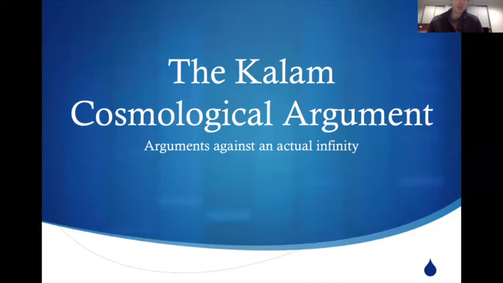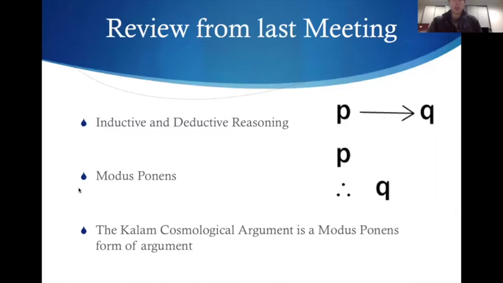So last time we covered a kind of warm-up for the cosmological argument, and this time we're actually going to get into the philosophical reasons why an actual infinity is impossible, and thereby show that the universe could not be infinite and would need some type of cause. And then from there, we would deduce what kind of properties the first cause would have to have. So before we get into that, I'm just going to quickly review what we did last time.